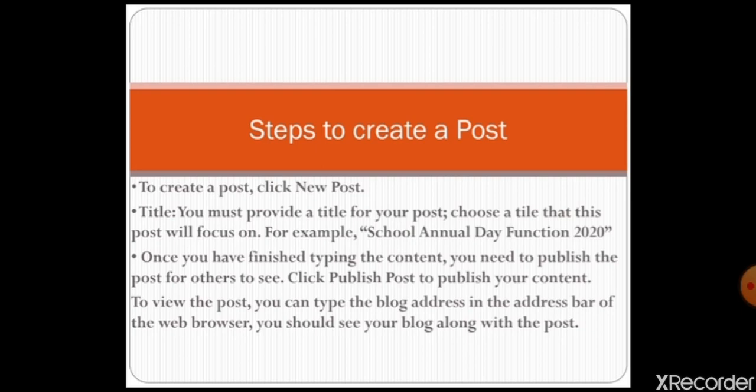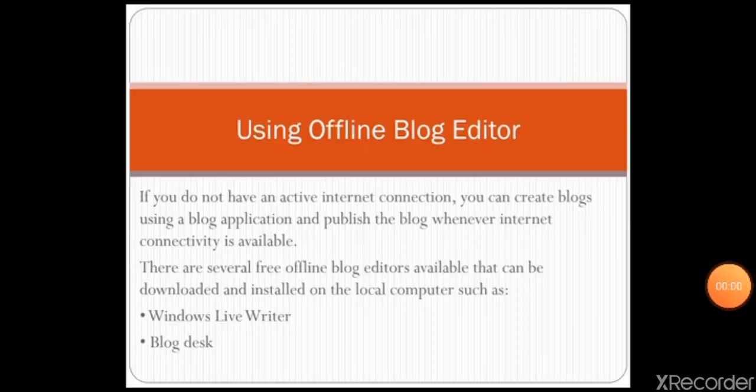For example, here I have chosen School Annual Day Function 2020. Once you have finished typing the content, you need to publish the post for others to see. Then we'll have to click the publish button to publish our content. To view the post, you can type the blog address in the address bar of the web browser. Then you should see your blog along with your post.